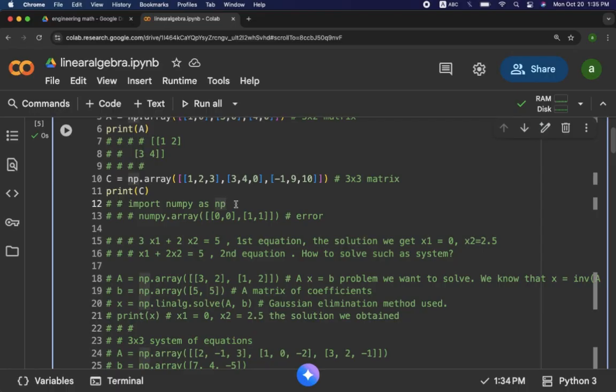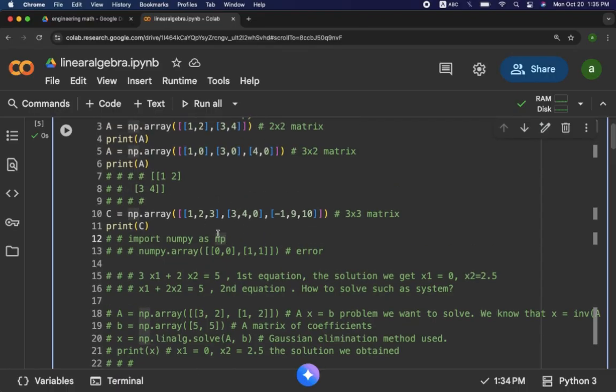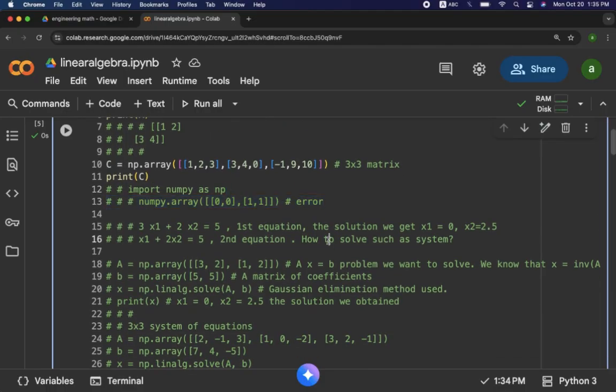What about this one? If I have import numpy as np, then I cannot use numpy here anymore. I should call this as np. Otherwise this statement is going to give us an error. So now we see how to declare the matrices.